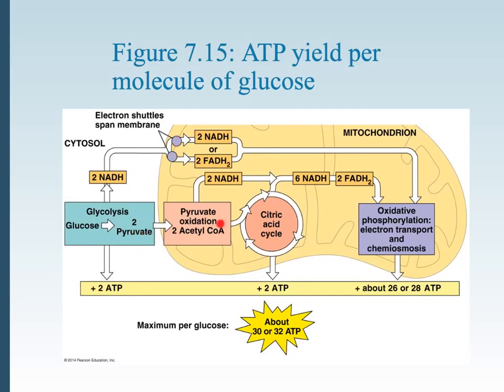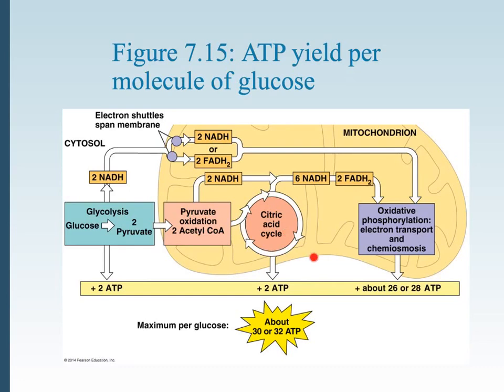The 2 pyruvate go through pyruvate oxidation as they enter the mitochondrion. It produces 2 acetyl-CoA. When this happens, we've actually kicked out one of the carbons in the form of CO2. We've produced 2 NADHs, which are going to go to the electron transport chain. Your acetyl-CoA is going to go into the citric acid cycle.